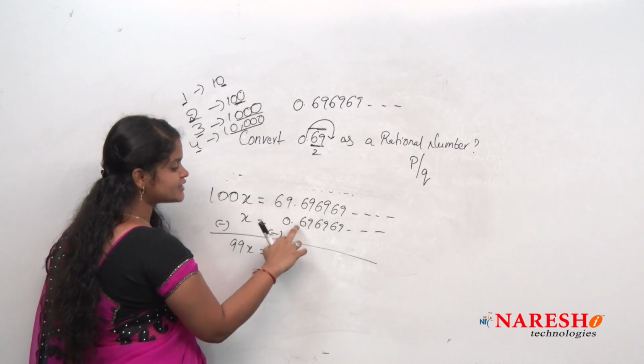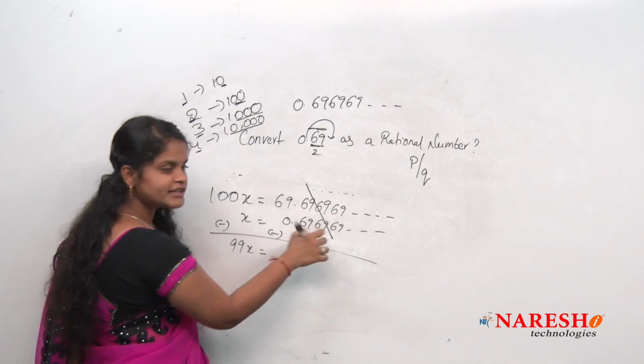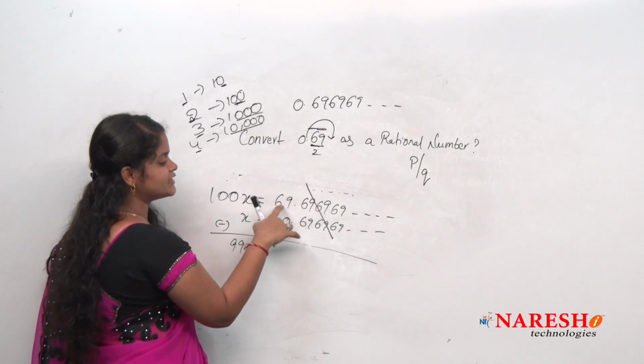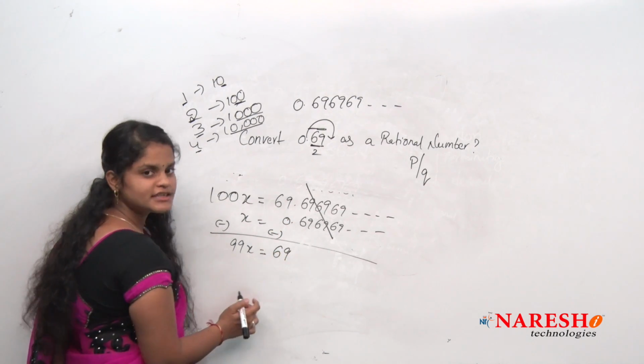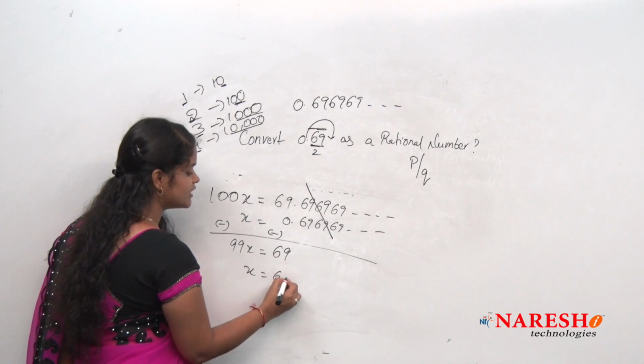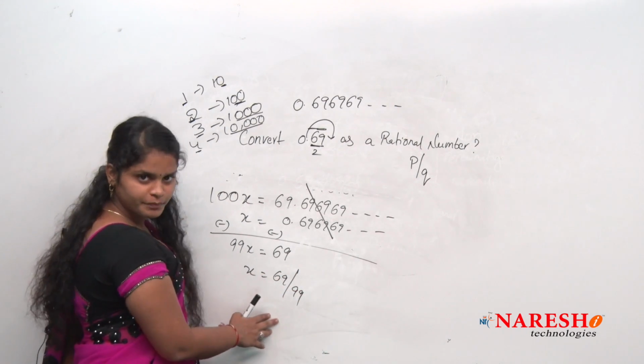69.696969, right? And it is 0.6969 and 69. When I subtract, all these decimals will get cancelled. Yes. And 69 minus 0 is how much? 69 itself. So x is equals to 69 by 99. Is this in the form of P by Q?